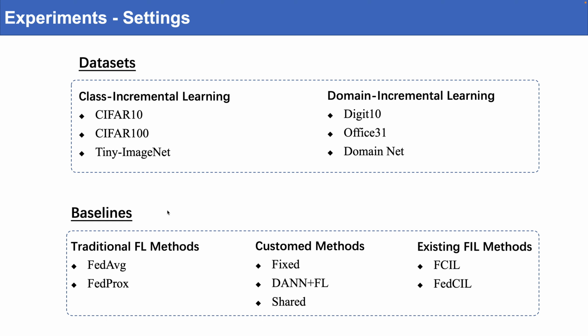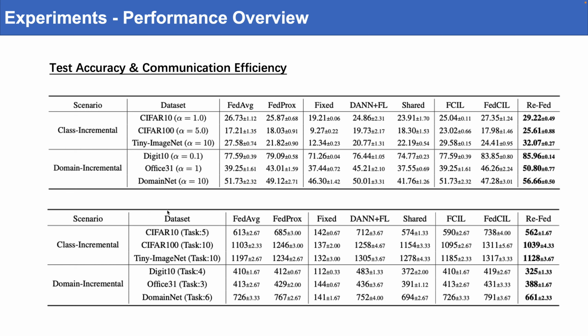We use a variety of datasets for our experiments, including CIFAR10, CIFAR100, and Tiny ImageNet for class incremental learning, and Digit-10, Office-31, and DomainNet for domain incremental learning. We compare our framework against traditional FL methods like Fed-average and Fed-prox, custom methods such as Fix, DAN plus FL, and Shared, and existing FIL methods like FCIL and FedCIL. We assess the performance of our ReFed framework in terms of test accuracy and communication efficiency.